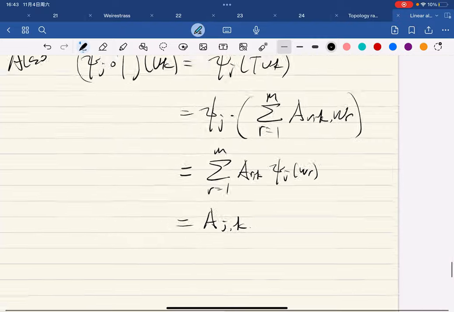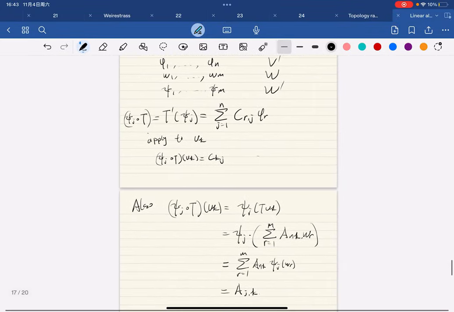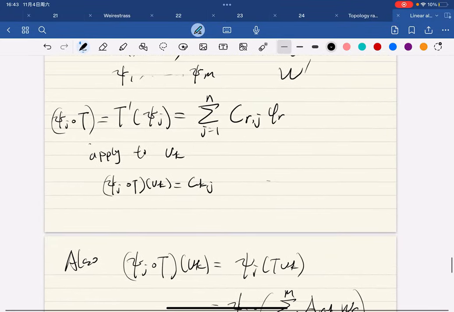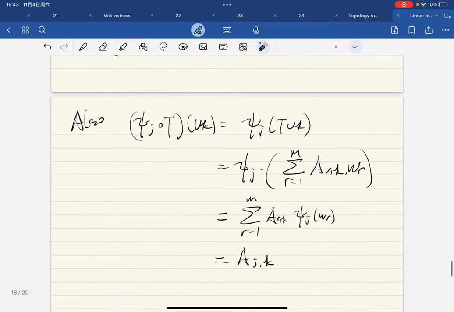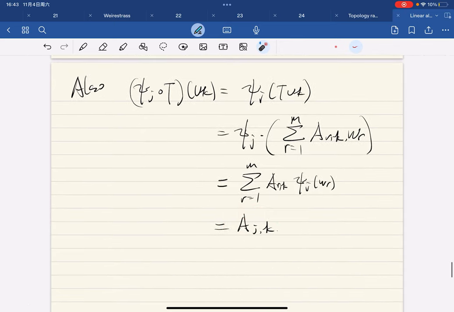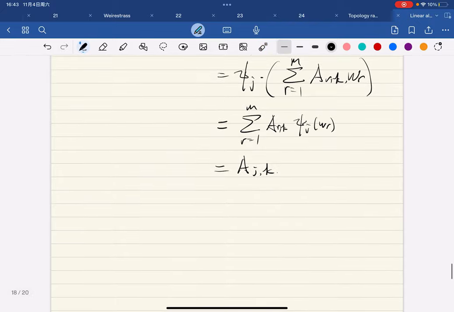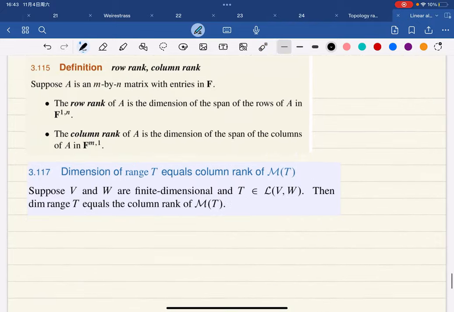Now, we're going to see that because they're equal to each other, this is equal to this. So we're done. They're transposes of each other, as desired.